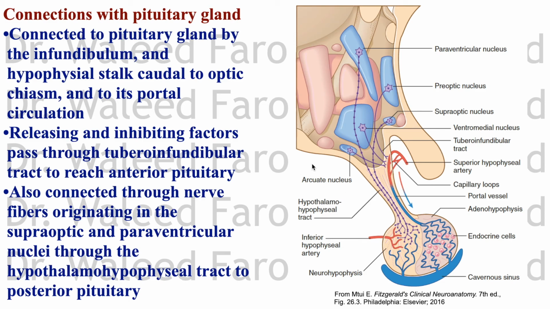because of course of the two-dimensional plane of the drawings, you'll not be able to appreciate the relationship between the different nuclei of the hypothalamus, so sorry about that. So it connects through the tuberoinfundibular tract and the hypothalamo-hypophyseal tract to posterior pituitary, to be precise. This is the posterior pituitary region.